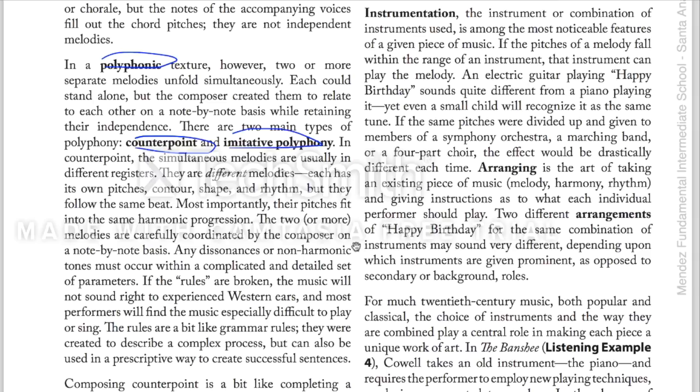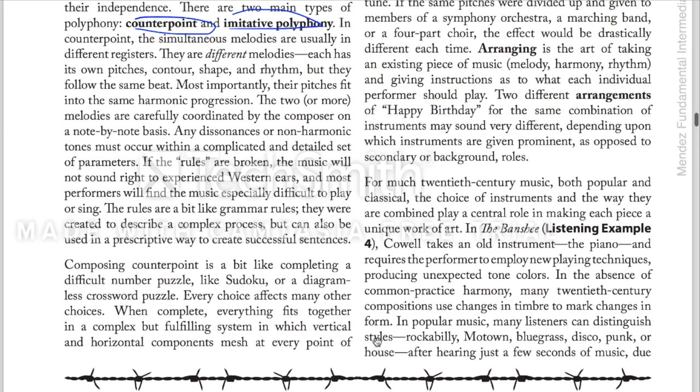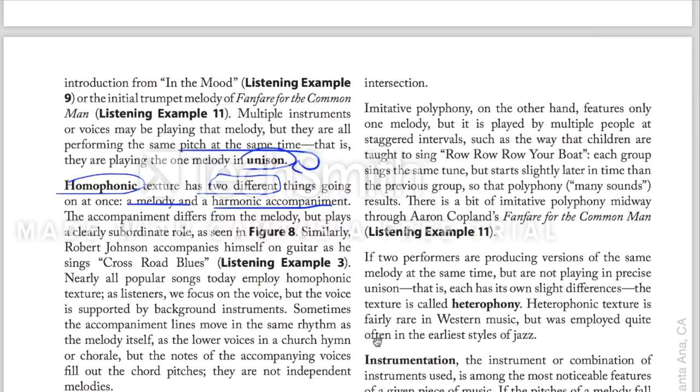The rules are a bit like grammar rules. They were created to describe a complex process, but can also be used in a prescriptive way to create successful sentences. Composing counterpoint is a bit like completing a difficult number puzzle like Sudoku or a diagramless crossword puzzle. Every choice affects many other choices. When complete, everything fits together in a complex but fulfilling system in which vertical and horizontal components mesh at every point of intersection.